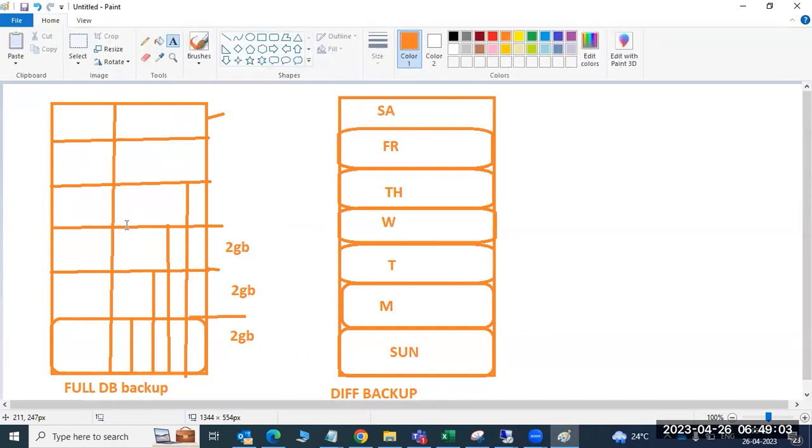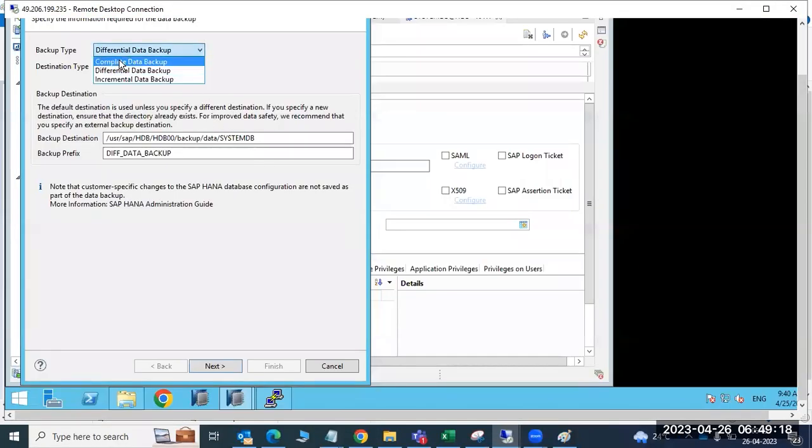With a full backup, the complete database backup, we have to take the complete backup every day. So what do you mean by differential backup? For differential backup or incremental backup, we have to take the full database backup first. We have seen this error when you are taking the tenant DB backup, we got an error, right? So that's why we have to take the full database backup first.